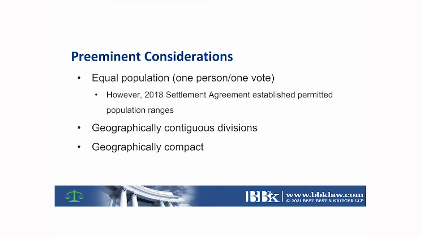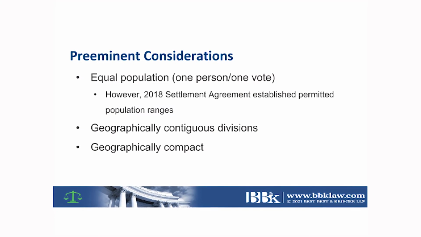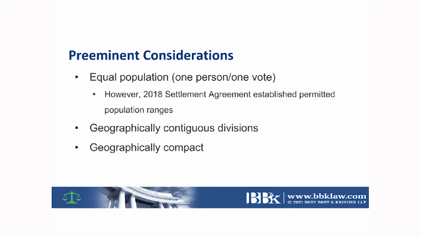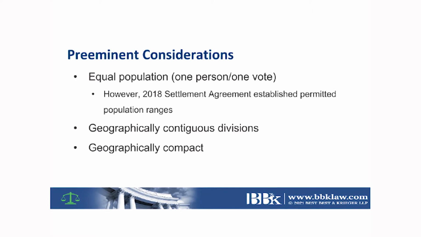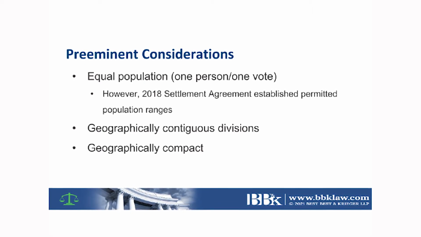So what are some of the things that we consider when we draw those boundaries? The first and foremost are these preeminent considerations. These are non-negotiables. Our districts must have equal population within the settlement ranges that were established by the agreement. They have to be geographically contiguous, and they must be geographically compact.